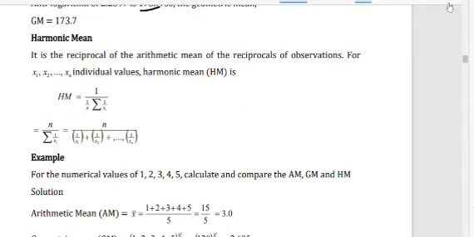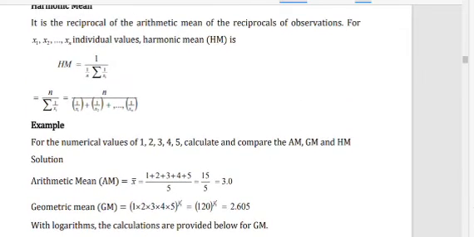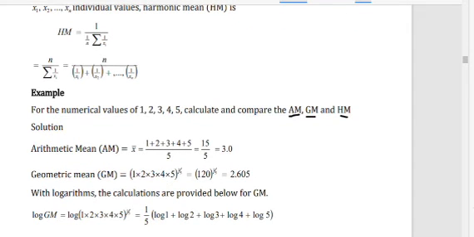Okay, so let's go to the harmonic mean. For harmonic mean, take the reciprocal of the numbers, then divide it by the number of terms. What this means is this. For this, we have to find numerical values of 1, 2, 3, 4, 5. We calculate it and compare the AM, arithmetic mean, GM, geometric mean, HM, harmonic mean.